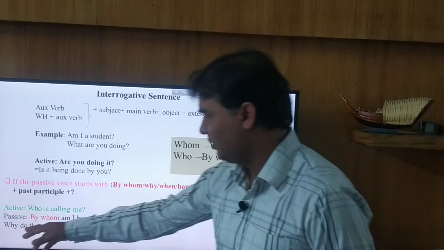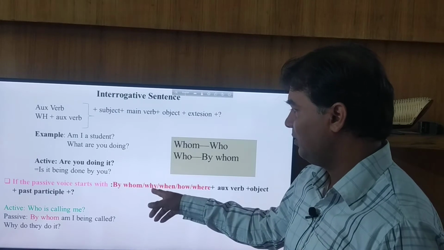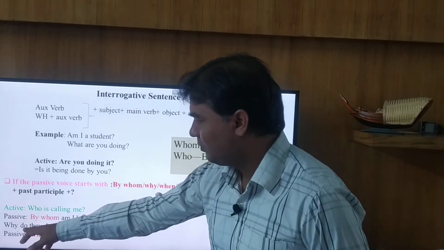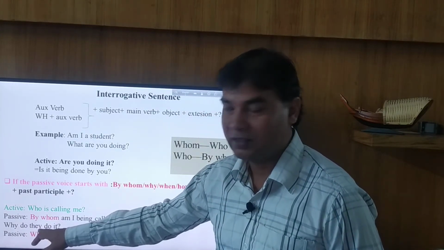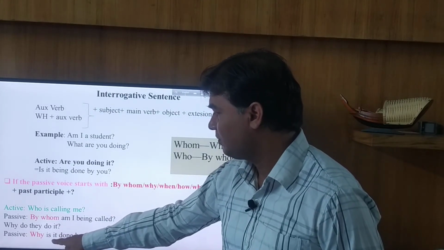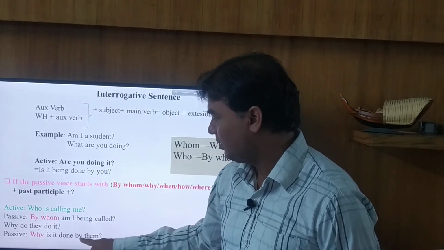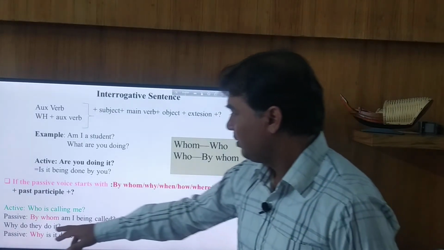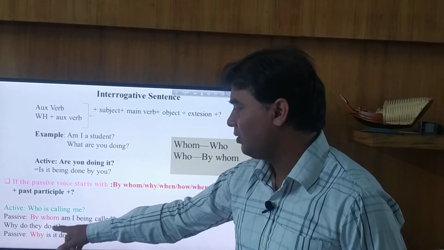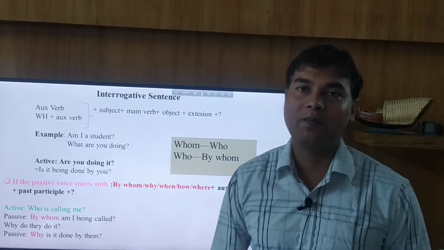Again, there is another sentence. Why do they do it? You see why. So why, then you need to write the auxiliary verb. Since the sentence is in present tense, the auxiliary verb is: why is. Then the object, here the object is it: why is it. Then the past participle of the main verb, done, then by. Why is it done by, then here they is the subject, so you need to write it in the objective case, them. Why is it done by them?